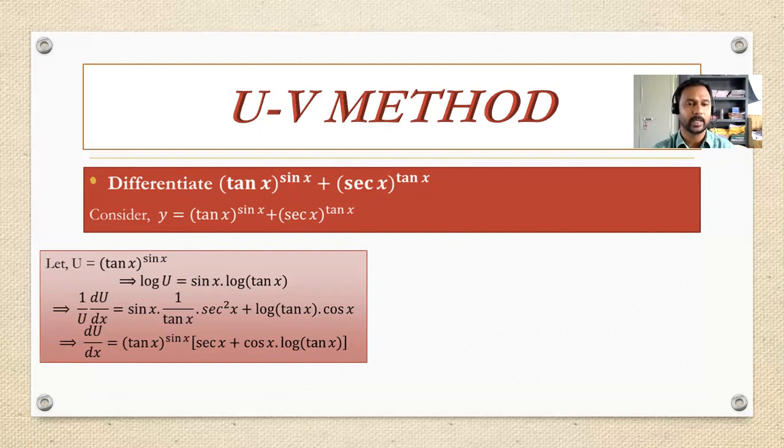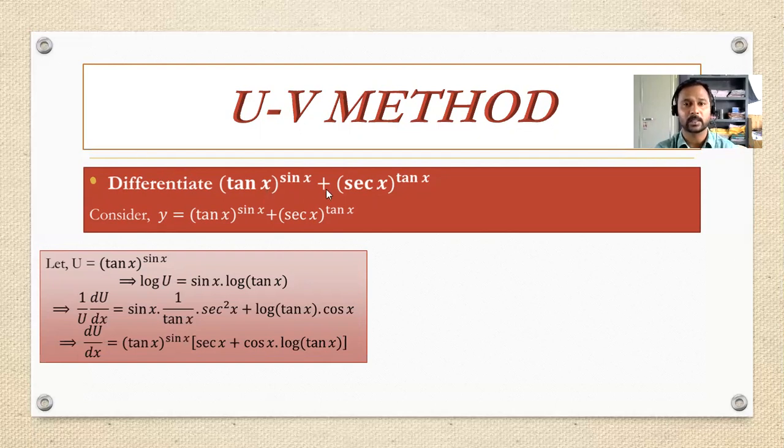That means du by dx is u into, what was u taken as? Tan x power sin x into sec square x by tan x, 1 by tan is cot, sin x into cot x, cos x, so cancels, sec x simplifies, plus cos x into log of tan x.